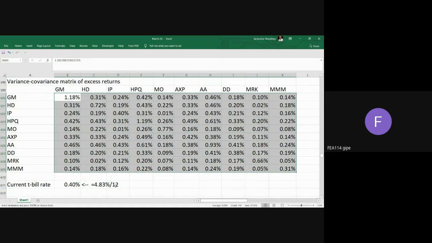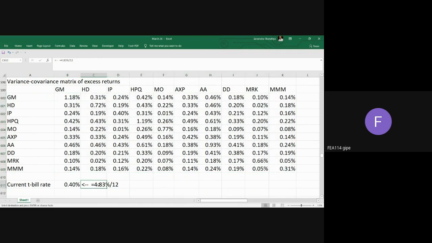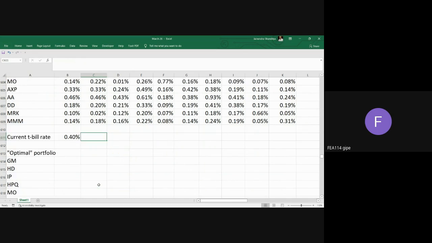So now the Black-Litterman approach, what we are going to do is based on the variance-covariance matrix of these 10 stocks, which is calculated based on their returns. Now, the risk-free rate is always required. So what we have done is taken 10 years of treasury bill rate, which is 4.83, and from that we divided by 12, so we got 0.40% as a T-bill rate.